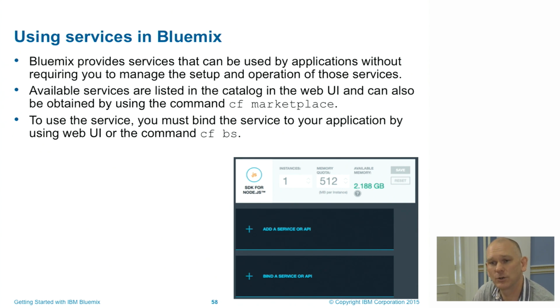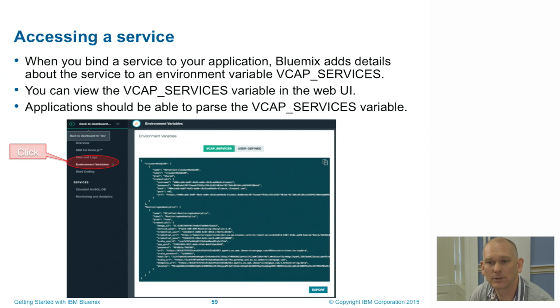For an application to use a service, it first needs to bind to a service. So I can do that from the user interface, or I can do it from the command line with the bind service, the BS command. Once I've attached a service to an application, I then need to work out how the application can talk to that service. And the way that Bluemix achieves this is by setting an environment variable called VCAP_SERVICES.